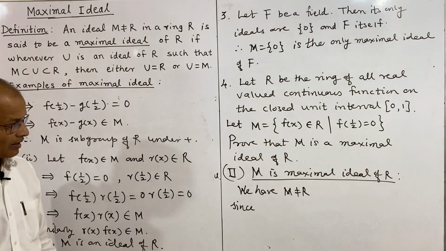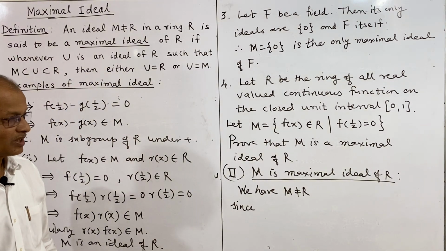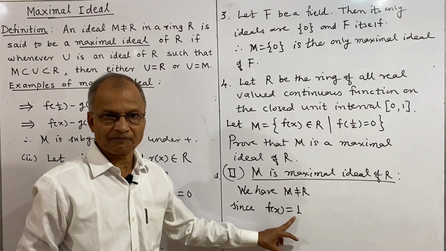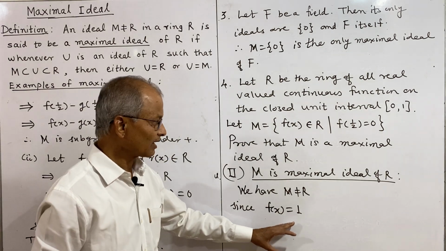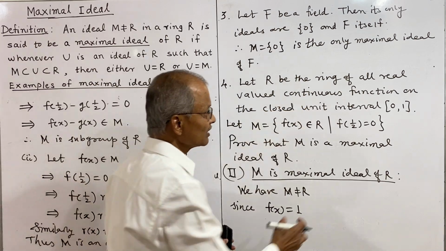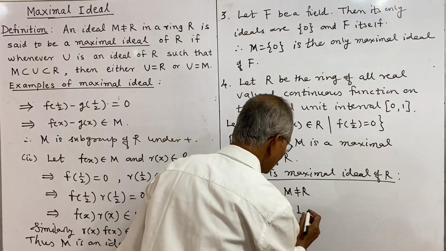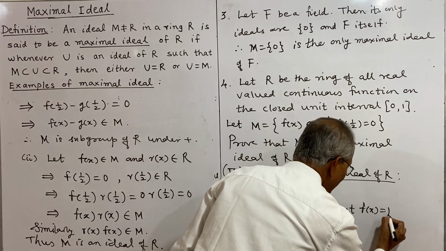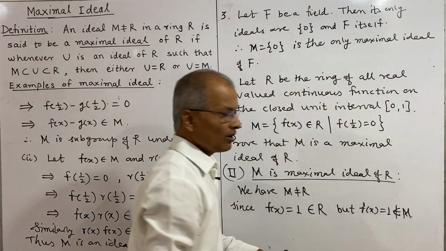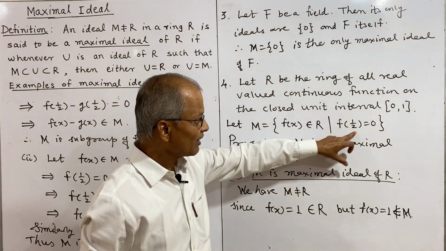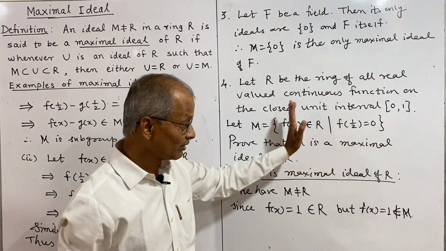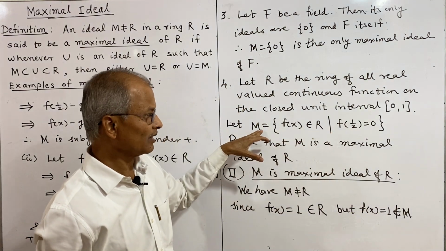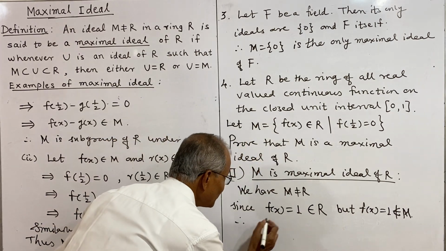f(x) equal to 1 is a function in R, since f(x) is a function having its value as 1 for all x, this belongs to R, that is a continuous function. This function is continuous in the interval 0 to 1, x belongs to 0 to 1, and therefore it belongs to R. But this f(x) equal to 1 does not belong to M, because the functions whose image of half is 0 belong to M, and here f(x), its image is 1, so therefore this function is not in M, and thus M is not equal to R.